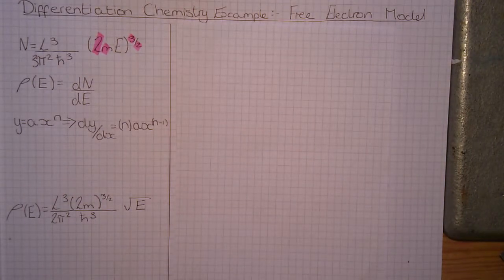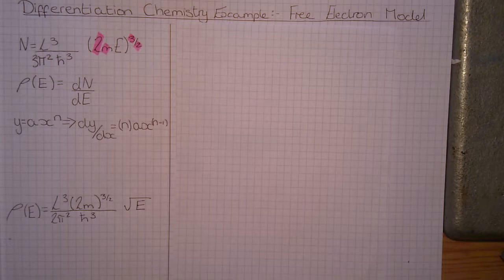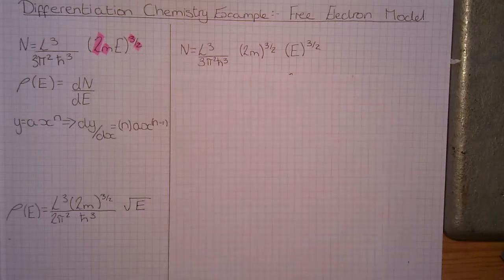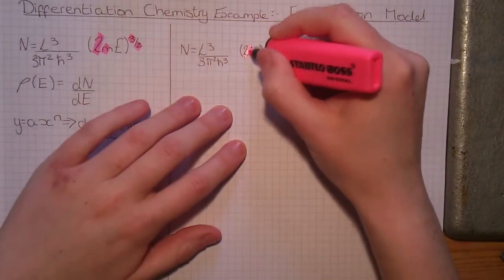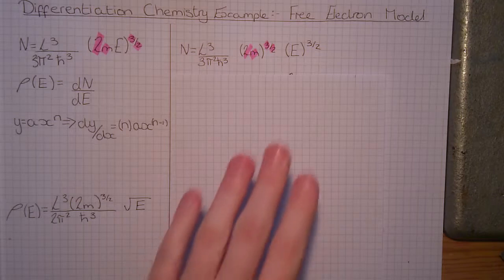To do this, simply remember that the power on a bracket applies to everything in the bracket, and then just separate them, giving this. Now we need to times the 2m to the power of 3 over 2 by our fraction, giving us this equation.